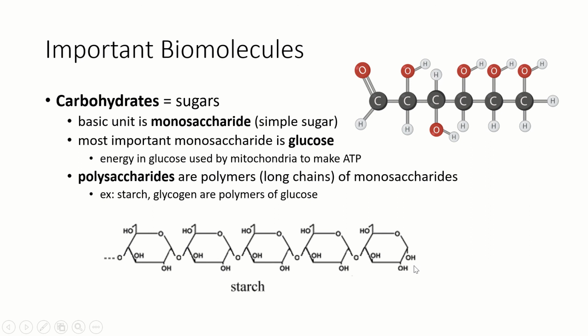When there's excess glucose, special cells in your body, in the liver and your skeletal muscles, are going to store glucose as glycogen, which is another polymer of glucose very similar to starch. So those are the carbohydrates. All the carbohydrates are sugars.